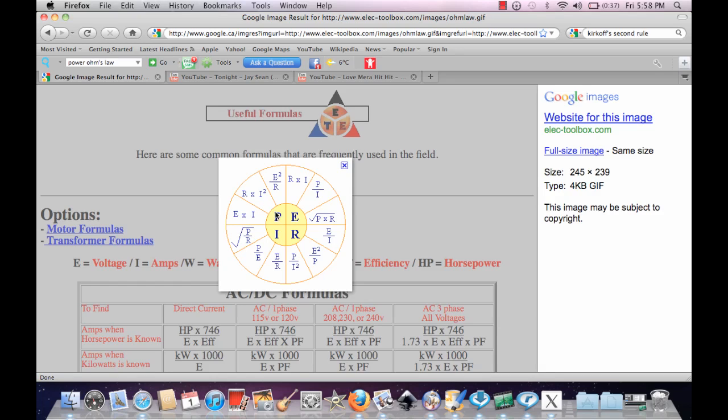the current is going to give you the power, you can find out the rest of these. These are all interconnected.